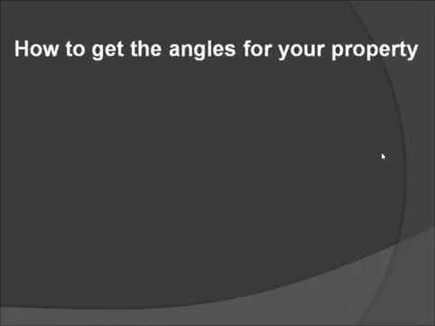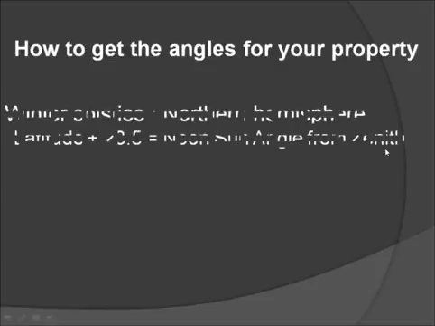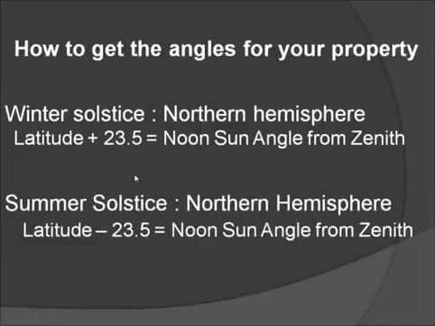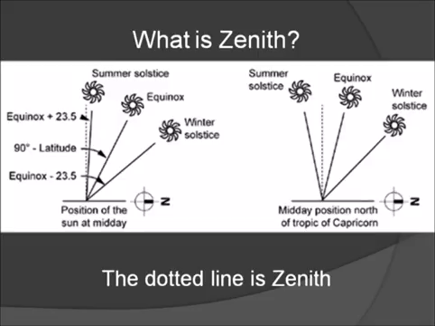Now for our purposes, we're not going to do it quite as detailed. All right, for your property in the northern hemisphere. Now in the southern hemisphere, you reverse these, but northern hemisphere, you take the latitude, add 23.5 degrees, that gives you the sun angle from zenith. Now, for the summer solstice, you take the latitude, you subtract 23.5 degrees, and this gives you the noon sun angle from zenith.